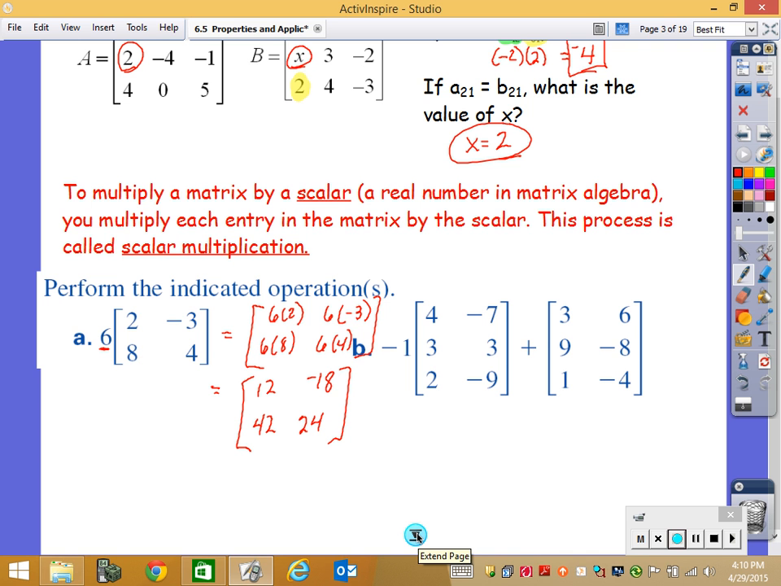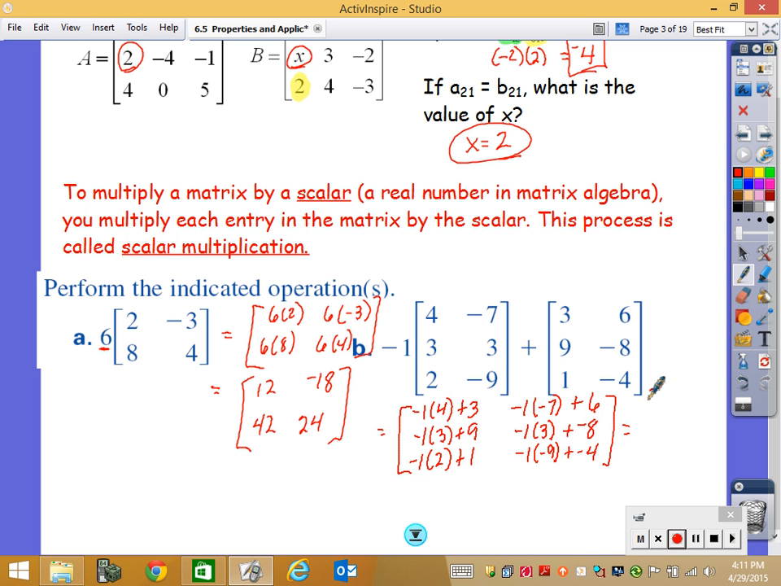So in this second matrix, I have a scalar of -1 first, and then I'm going to add it to this matrix. So I could show all my work in one matrix. It will be a -1 times 4, then I'm going to add 3. A -1 times -7, add 6. -1 times 3, add 9. -1 times 3, add -8. -1 times 2, add 1. -1 times -9, add -4.